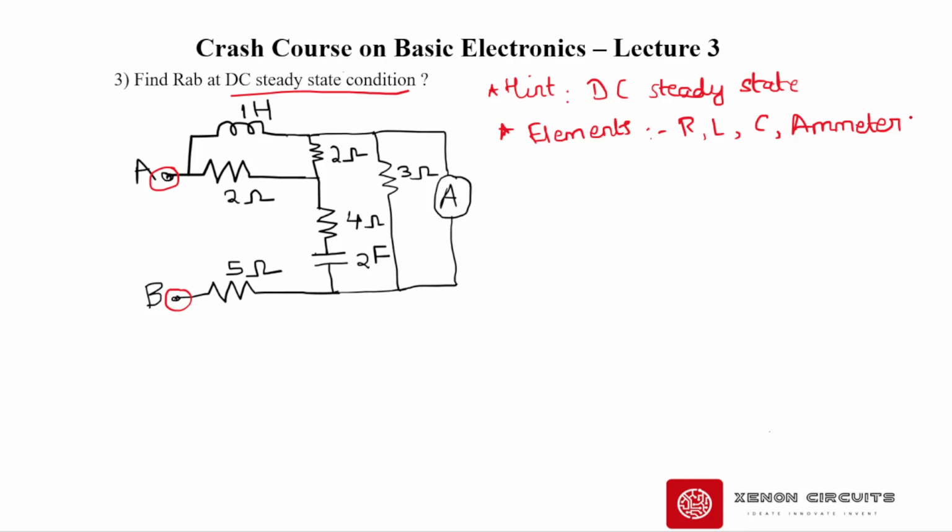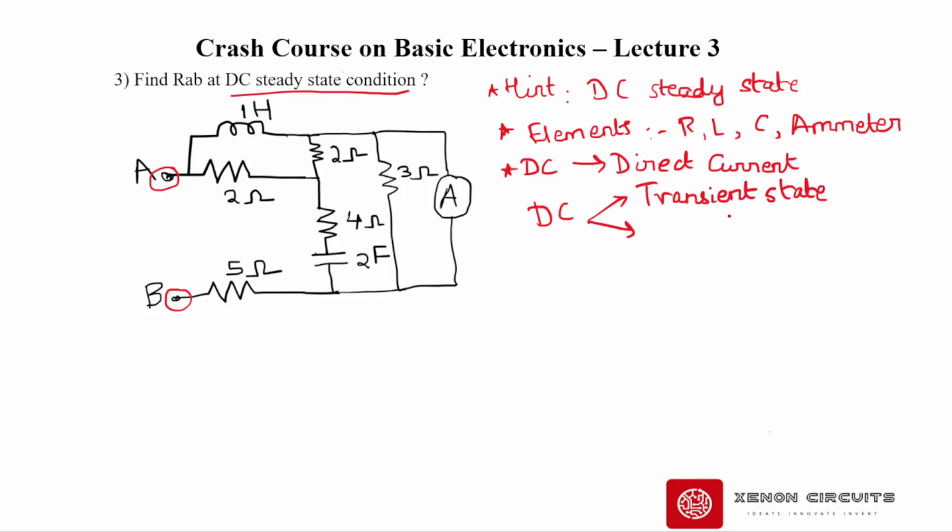Now we need to understand what is DC steady state condition. First of all, we should know what is DC. DC is direct current, and in DC there are two states: transient and steady state. So what is transient and what is steady state? Maybe before understanding these two, we should try to plot how DC signals usually would appear.